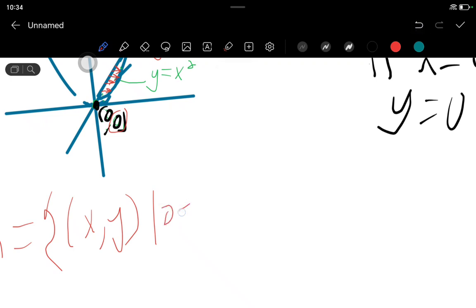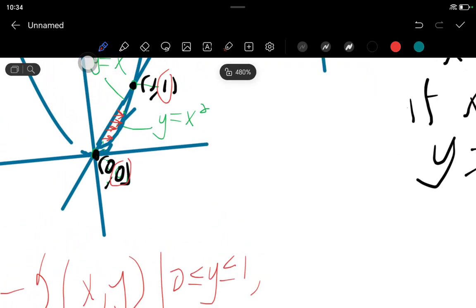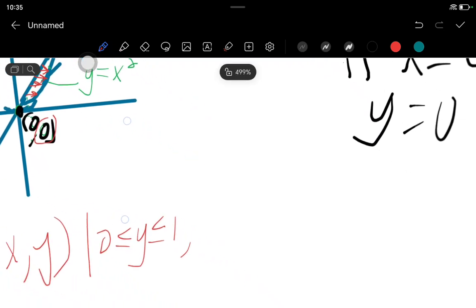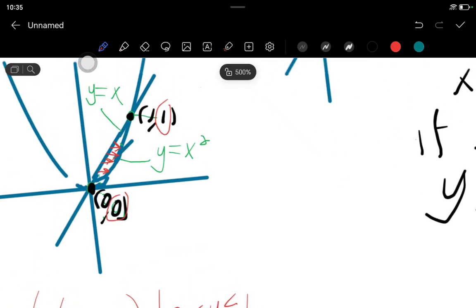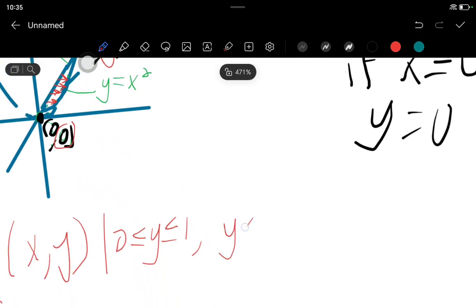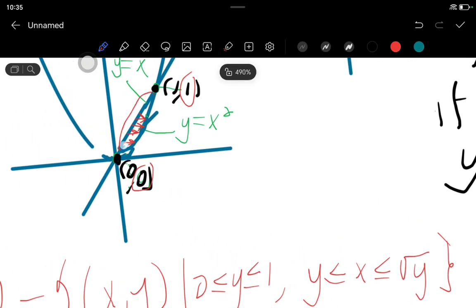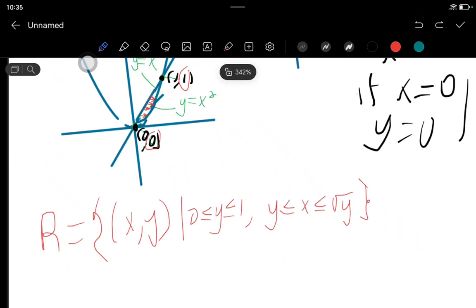Y will move from 0 to 1, while x now moves from, now I want to make x the subject of the formula as you see right now. So x will move from y to root of y. We see right, it's moving from y. Now this will be changed to root of y.